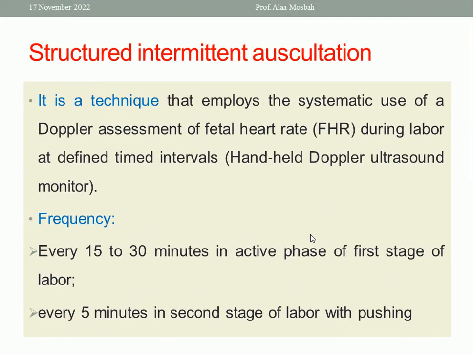Let us talk about structured intermittent auscultation. It is a technique that employs systematic use of Doppler assessment of the fetal heart rate during labor at defined timed intervals. So, what is the time interval to measure the fetal heart rate using the handheld Doppler ultrasound? Every 15 to 30 minutes in the active phase of the first stage of labor, and every 5 minutes in the second stage of labor.